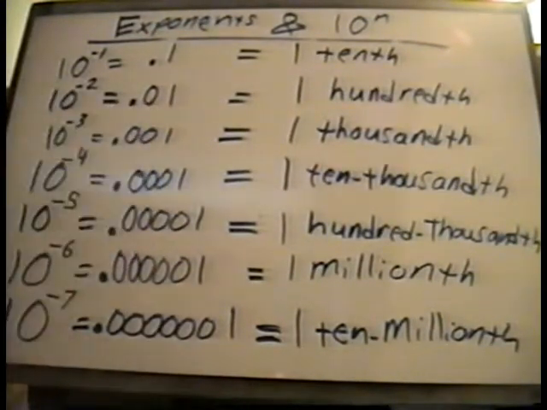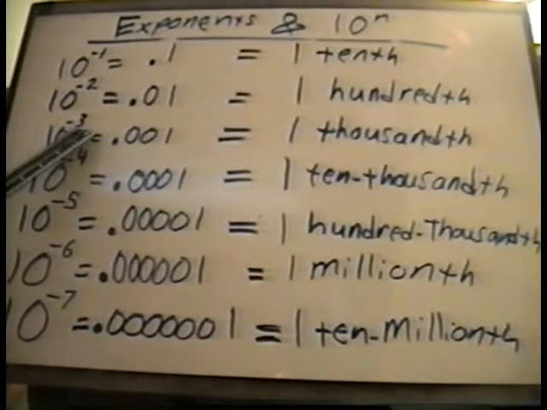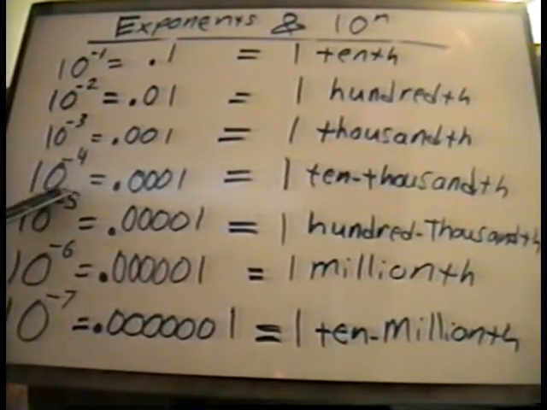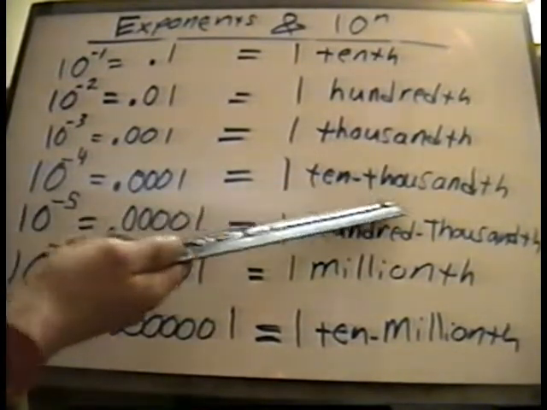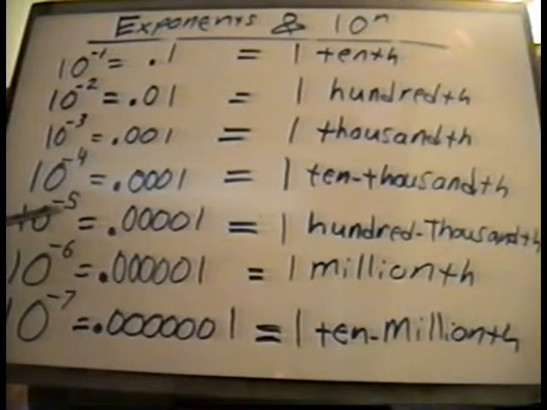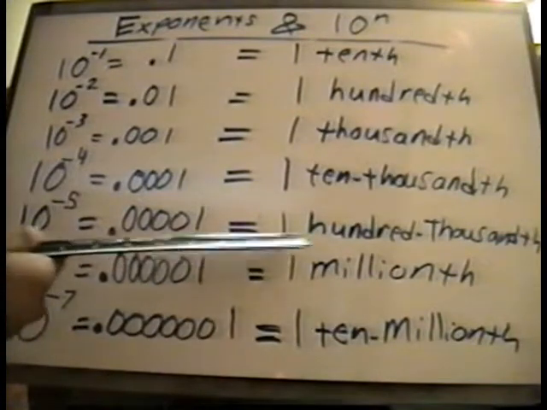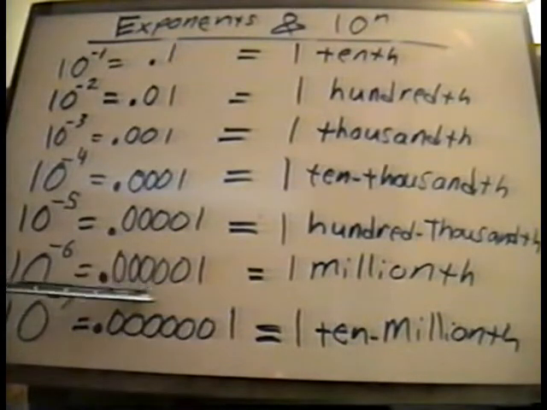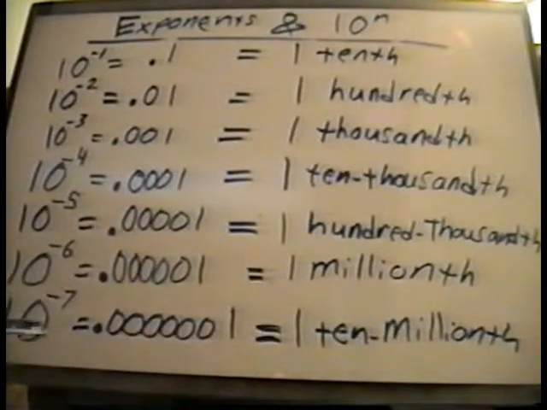10 to the power of negative 3 gives us 0.001 or 1/1,000. 10 to the power of negative 4 gives us 0.0001 or 1/10,000. 10 to the power of negative 5 is 0.00001 or 1/100,000. 10 to the power of negative 6 equals 0.000001 or 1/1 million. 10 to the power of negative 7 equals 0.0000001, which equals 1/10,000,000.